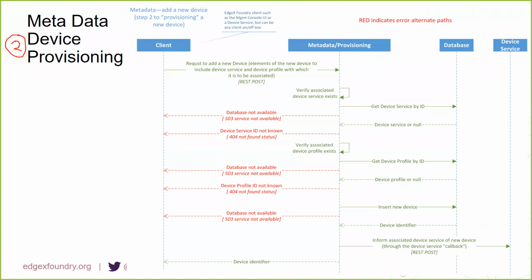And there's a sequence, as you can see here, about how those devices get provisioned. Essentially, again, communicating some of the same information. Here's my profile. Here's all the characteristics and information about my device so that I can get back a new identifier and make sure that that particular device is then associated with a device service out there so that it can start to manage that device.